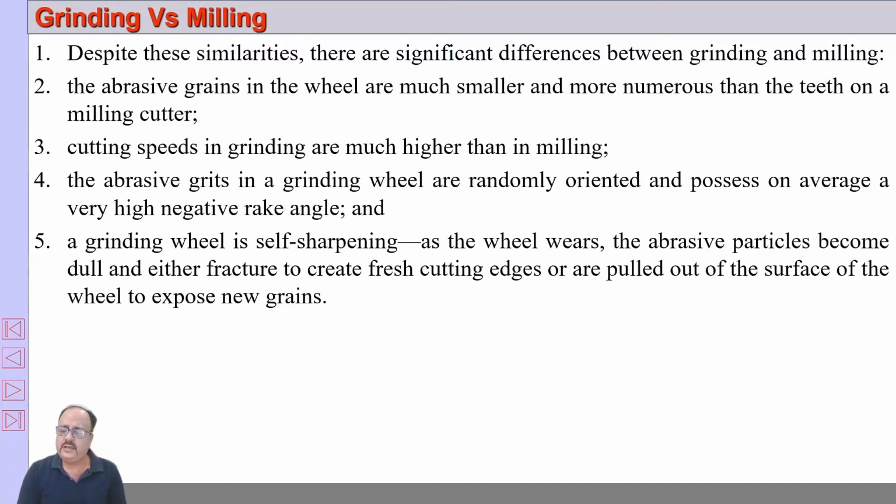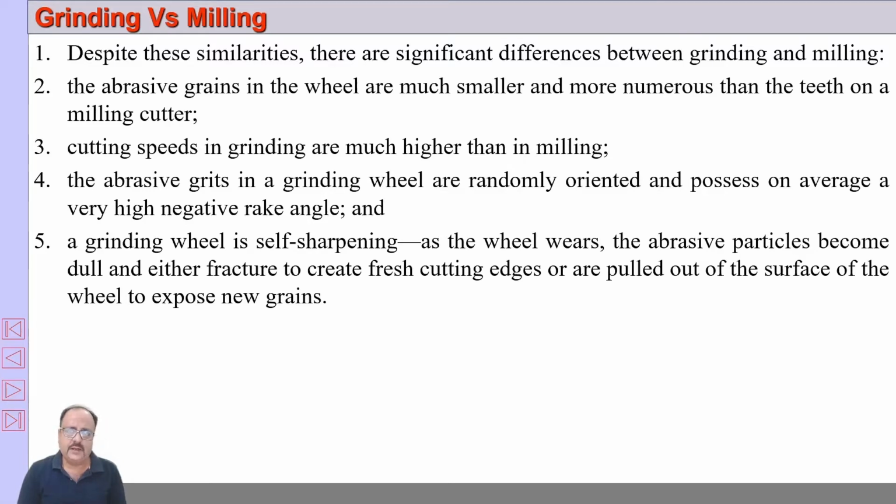The cutting speed, or the speed at which the grinding wheel is rotated, is much higher than the cutter speed in a milling process. In a grinding wheel, the abrasives always have a high negative rake angle, almost minus 30 to minus 60 degrees, which is not there in a milling machine.